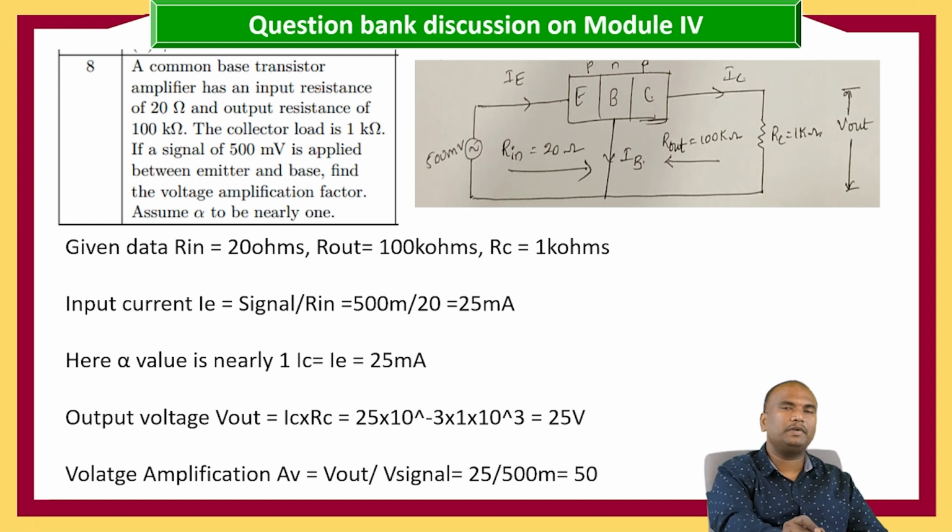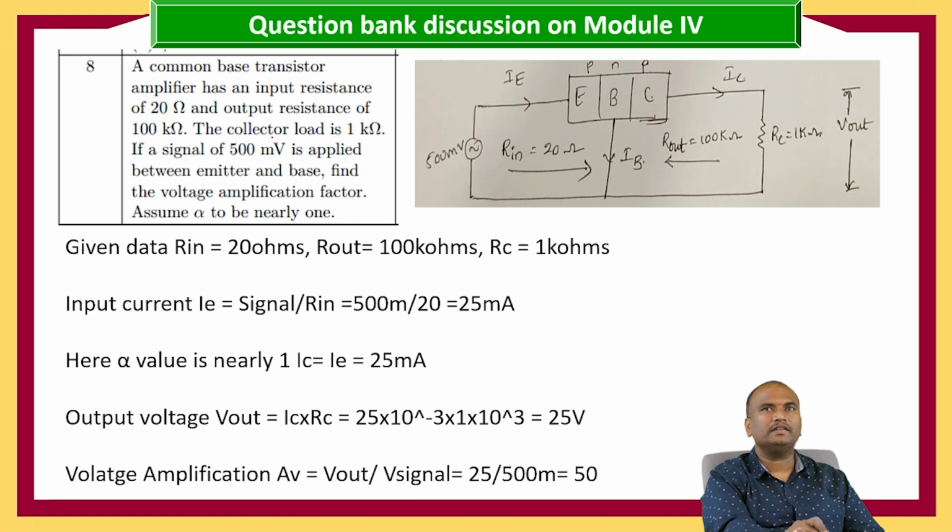Now, a common base transistor amplifier has input resistance of 20 ohms and output resistance of 100 kilo ohms. The collector load is 1 kilo ohm. If the signal is 50 millivolts applied between emitter and base, find the voltage amplification factor. Assume alpha to be nearly 1.